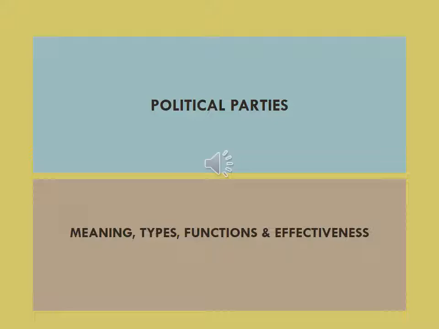The other system is called the multiple political party system. Multi-party systems, or rather generally called multi-party systems, is a system in which more than two parties have a realistic chance of holding power and influencing public policy. A multi-party system is usually associated with a greater level of democracy.